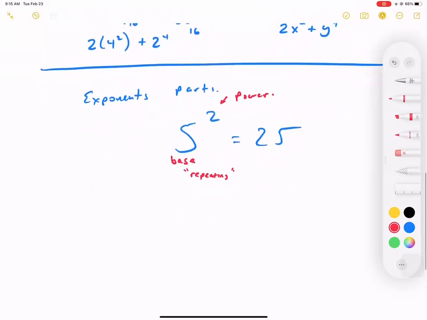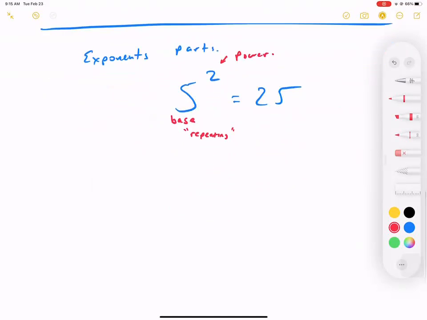For specific types of exponents, we have fancy words for them. If I say 5 squared, right? This is 5 squared. If I say 5 with a 3 in it, we term this as 5 cubed.